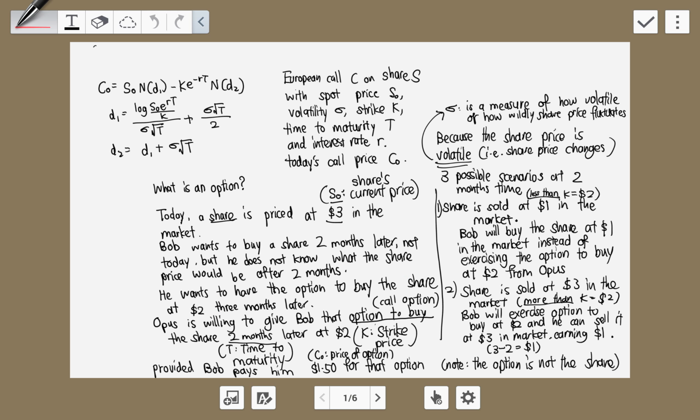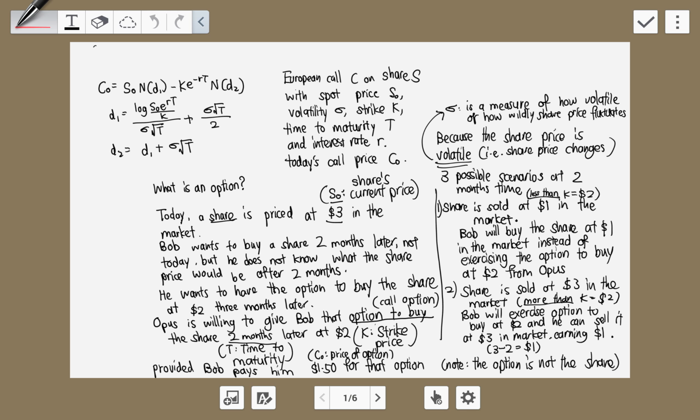So $2 will be the price that he wants to buy, and someone must agree to sell to give him that option before that option can exist. So Opus decides that he will give Bob that option. You give Bob the option to buy the share 2 months later at $2. So $2 is what we call the strike price or the exercise price. That means this call option is a kind of contract between the two persons.